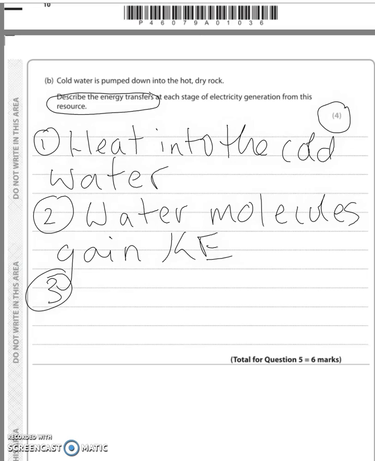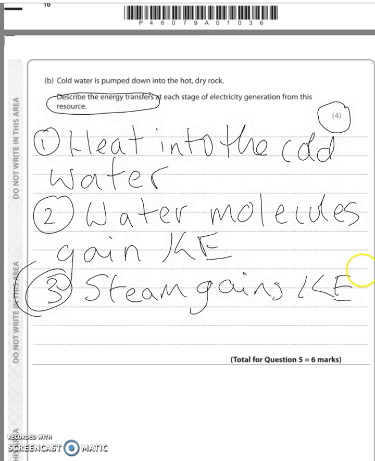So, third point, you can get something about the steam also gaining kinetic energy. I'd be careful with that one because it's hard to write something different than the second mark. So you can also have that the steam gains kinetic energy, but I don't think that's necessarily a particularly good mark to go for.